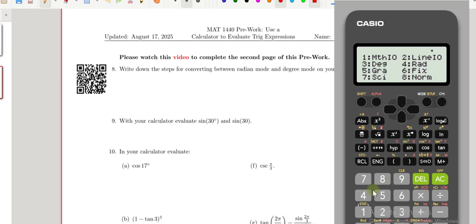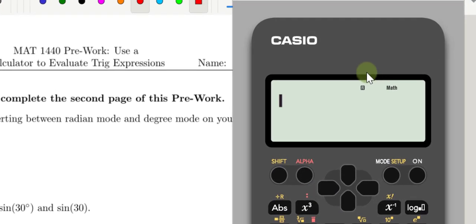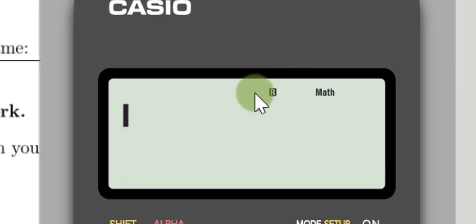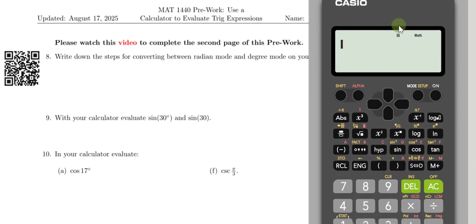If I press 4, that took me out of that menu, and it may seem like nothing's happened, but if you look up here again, where we had the highlighted D for degree, it's now a highlighted R for radian. So whether it's this calculator or any other calculator you use, you want to learn how to shift between degree and radian mode, and most modern calculators have both options. There's another mode called gradient mode. We won't be using that in this class.